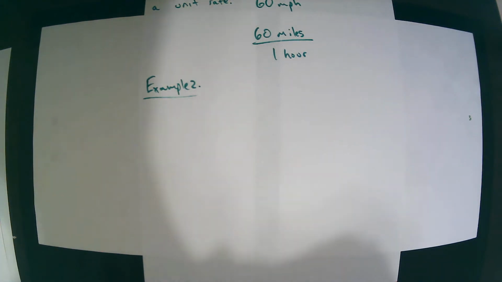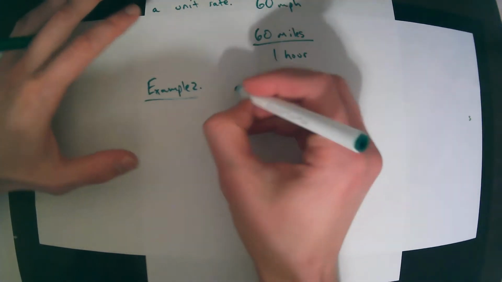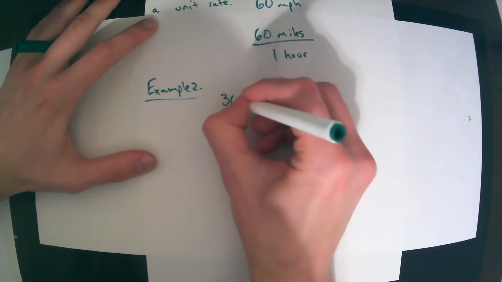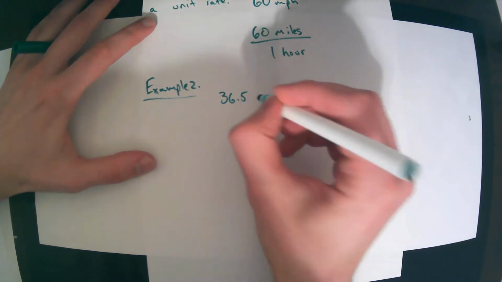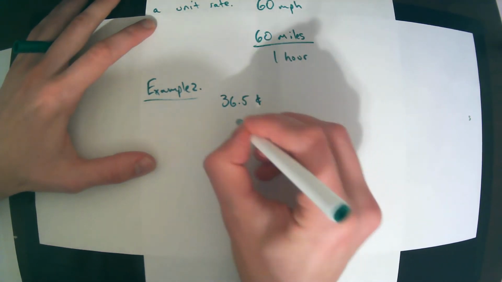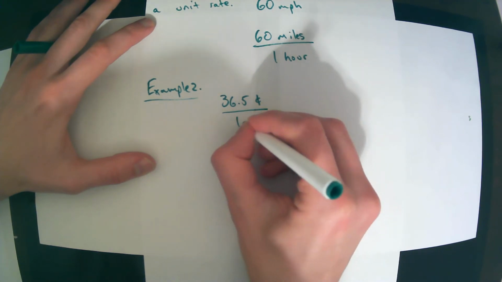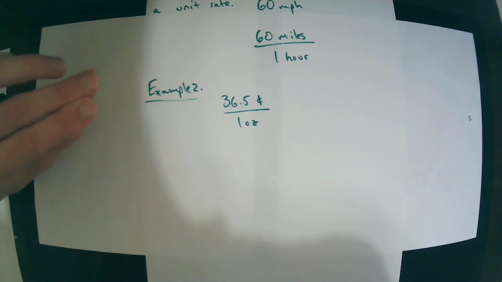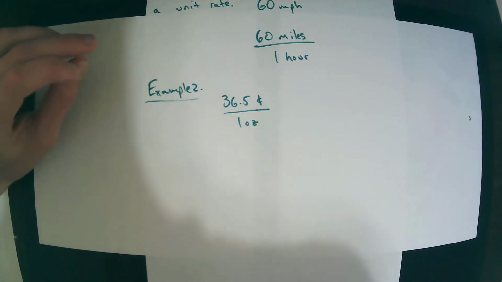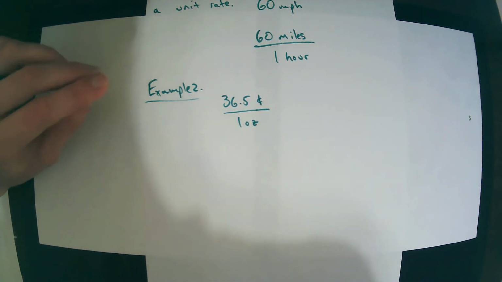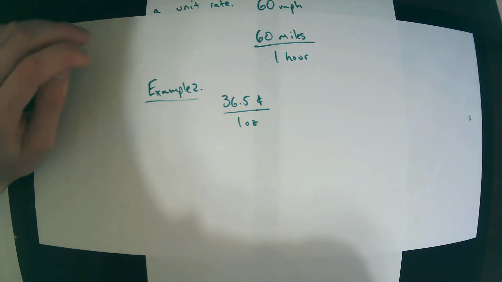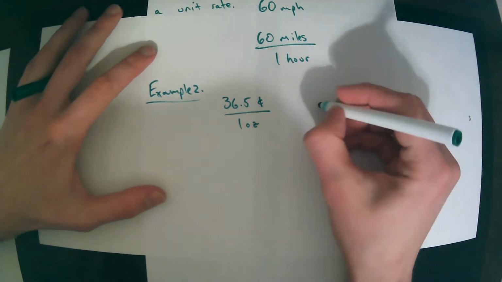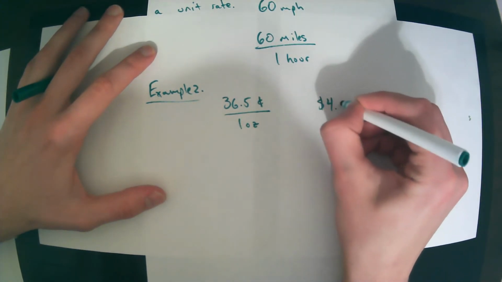So suppose tortilla chips cost 36.5 cents per ounce. So I'm given a unit rate here, or unit price, 36.5 cents per 1 ounce. And this is tortilla chips. They cost 36.5 cents per ounce. If a bag costs $4.75, so the total cost for a bag is $4.75.